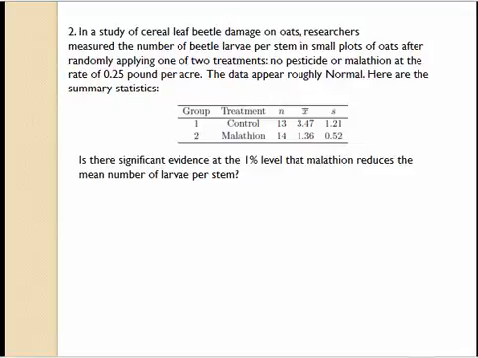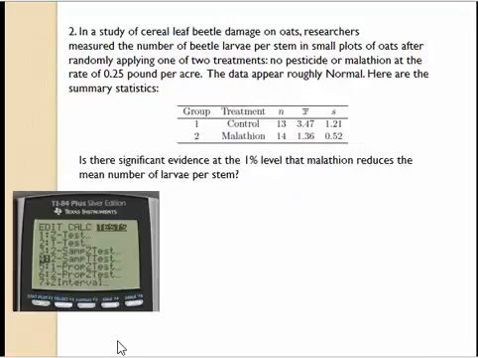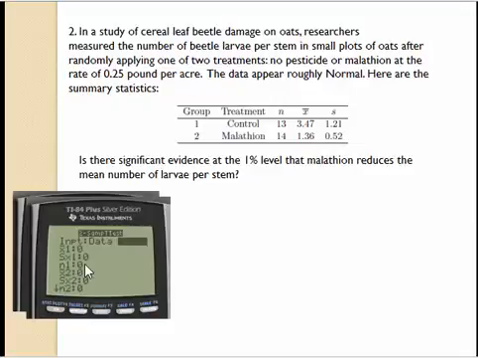We're trying to figure out, and I don't know that I pronounced this right, malathion, the name of this pesticide, whether there is significant evidence at the 1% level that malathion reduces the mean number of larvae per stem. So we're doing a two-sample t-test to compare these two groups. On our calculator, you hit the stat button, go over to the test column, and use number 4, two-sample t-test. You select that, and then you have the choice of either using data or stats, and here we have the summary stats instead of the actual data.